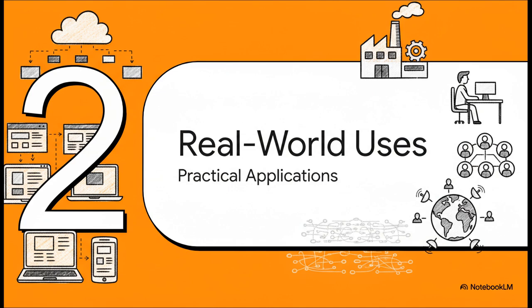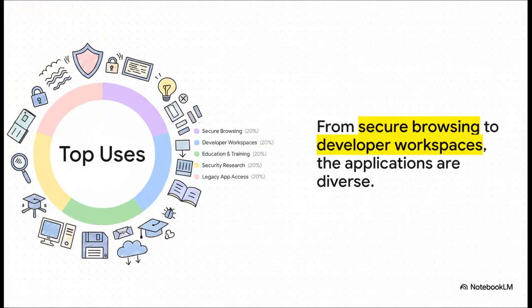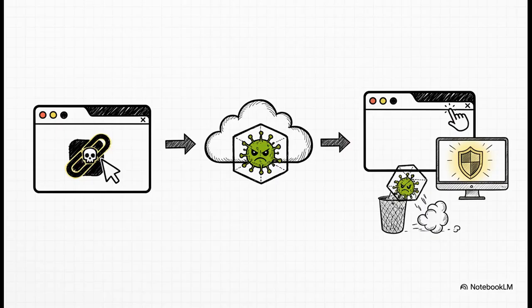Okay, so that's the how, but what about the why? I mean, where's this stuff actually being used? Let's jump into some of the really cool, practical use cases. And wow, when you look at the applications, they are all over the map. We're talking everything from ultra-secure web browsing to full-blown developer workspaces to education and training, and even for something as niche as giving people safe access to old, clunky legacy software. It's super versatile. But the number one use case by far is secure browsing.